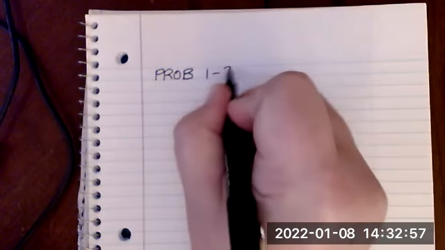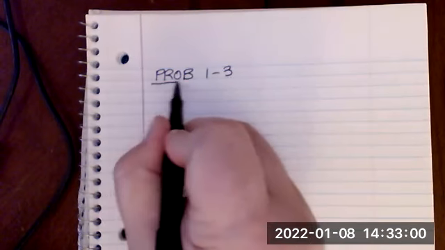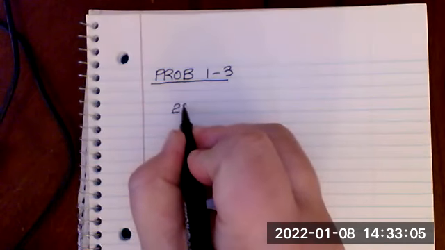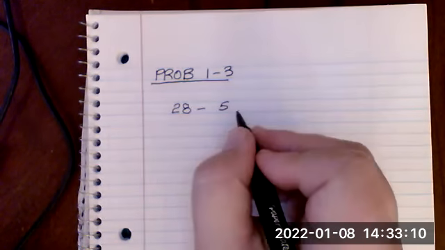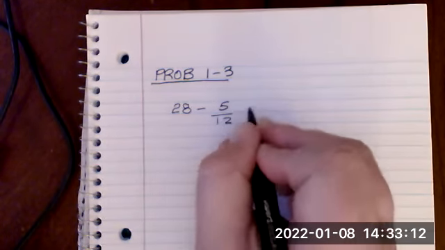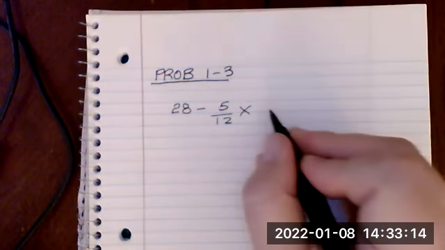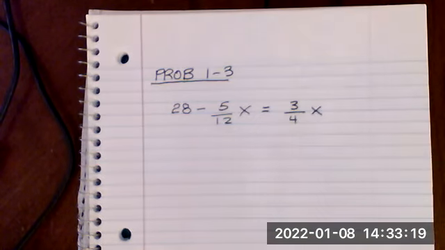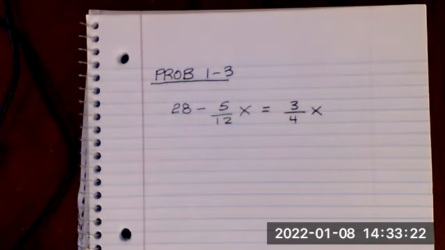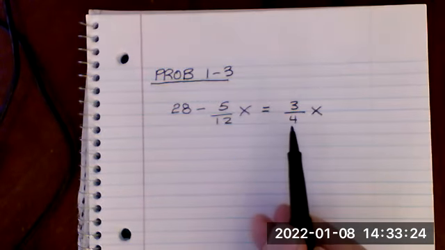And the first problem I'm going to work is problem 1-3 from your textbook. And this is the equation here. 28 minus 5 over 12x equals 3/4 x. Now, as you notice in the denominator, we have 12 and we have 4.